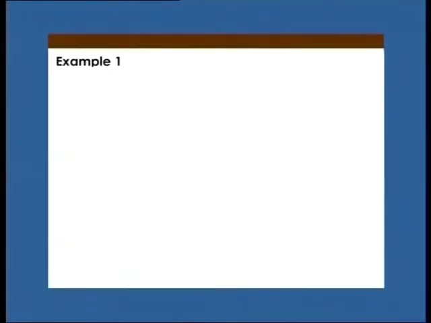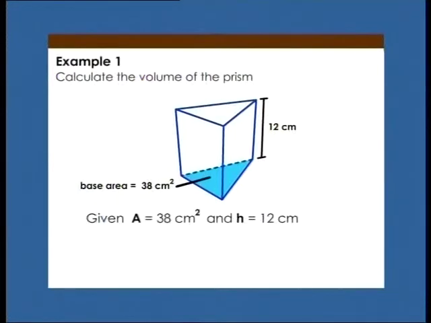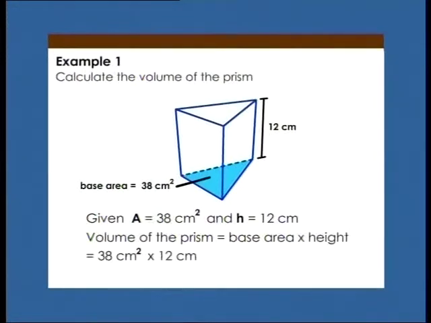Example 1. Calculate the volume of the prism. Given A equals 38 square centimeters and h equals 12 centimeters. Volume of the prism equals base area times height, equals 38 square centimeters times 12 centimeters, equals 456 cubic centimeters.